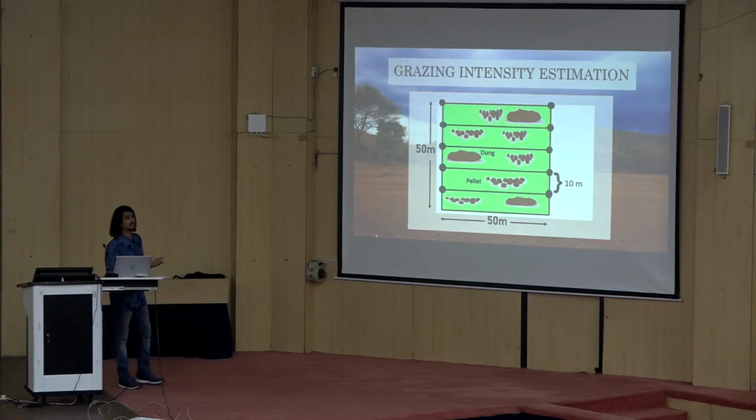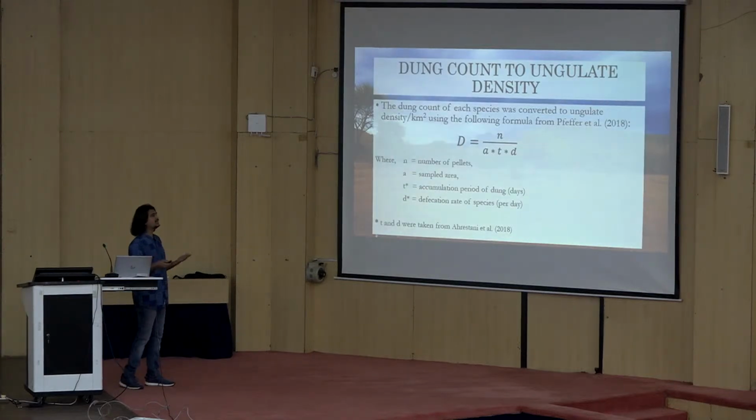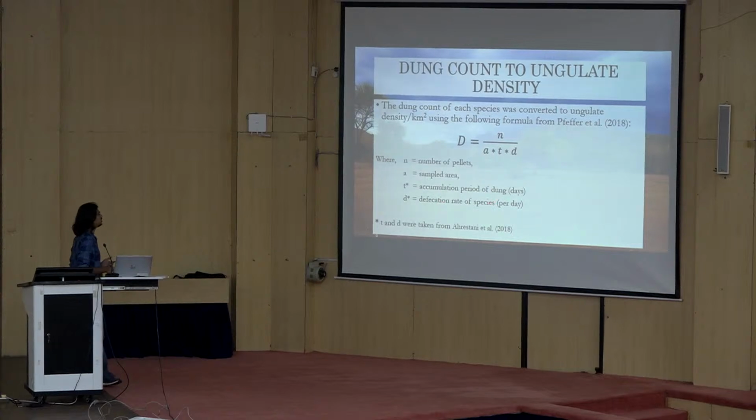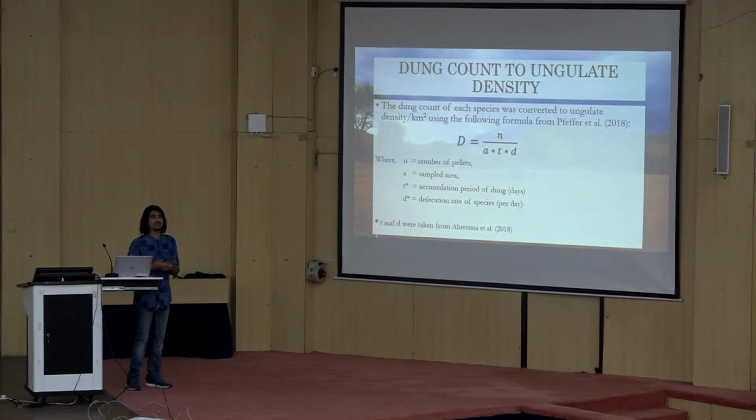Once we had the dung count of a plot, we then converted that to ungulate density using a formula given by Pfeffer. The formula is denoted here, where n is the number of pellets, A is the sample area of the plot, T is the accumulation period of dung in days, and D is the defecation rate of the species. T and D were taken from a paper by Arashtani, which estimated ungulate density using dung counts in Nagarhole Tiger Reserve.